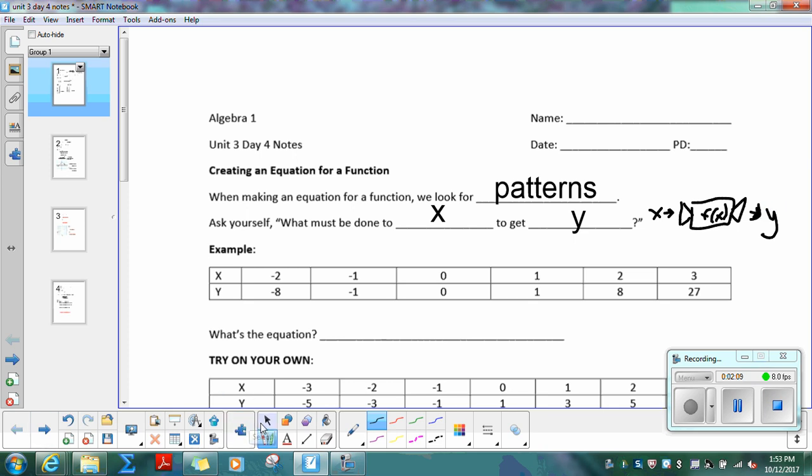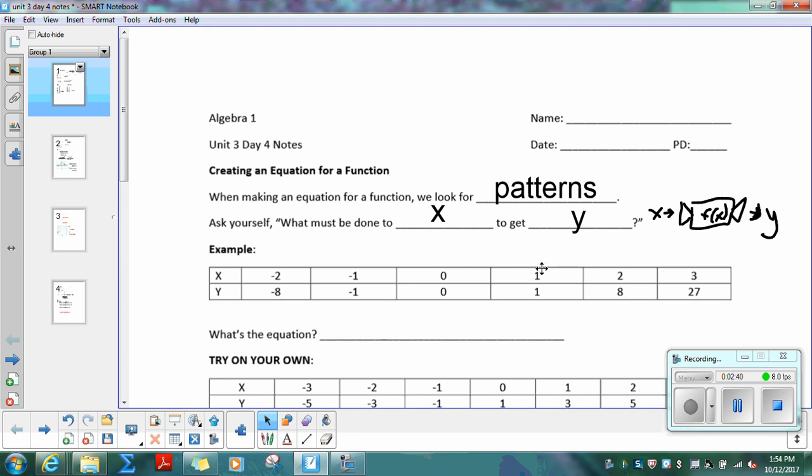Okay, so here's an example. We've got a table, and we want to look at what's happening. The best place to start is to look when x is 0. What did they do to x when there wasn't anything there to get to the y value? Here they didn't do anything to it because it stayed 0. That means nothing got added to it or subtracted from it for sure. However, something could have been multiplied by it. So we move on to the next part.